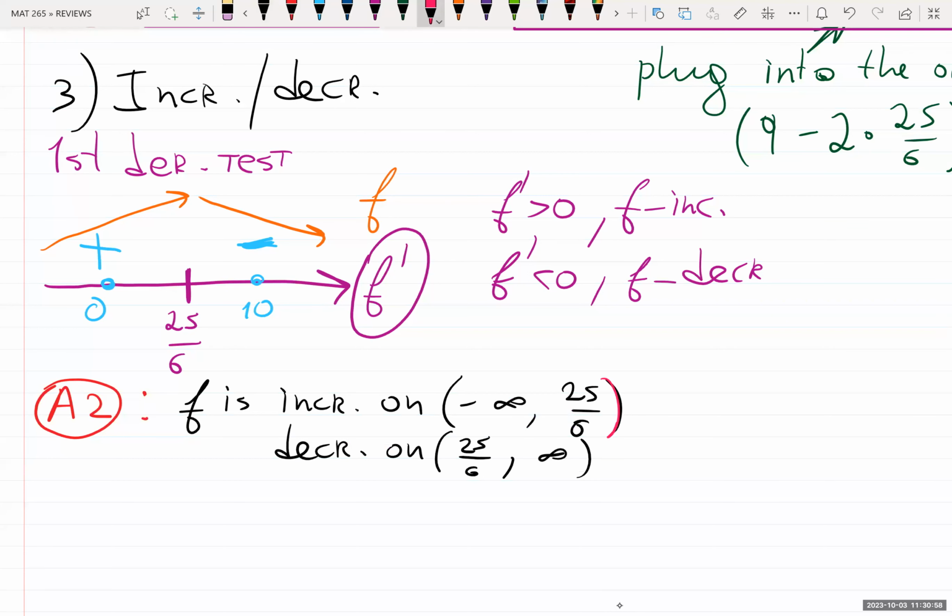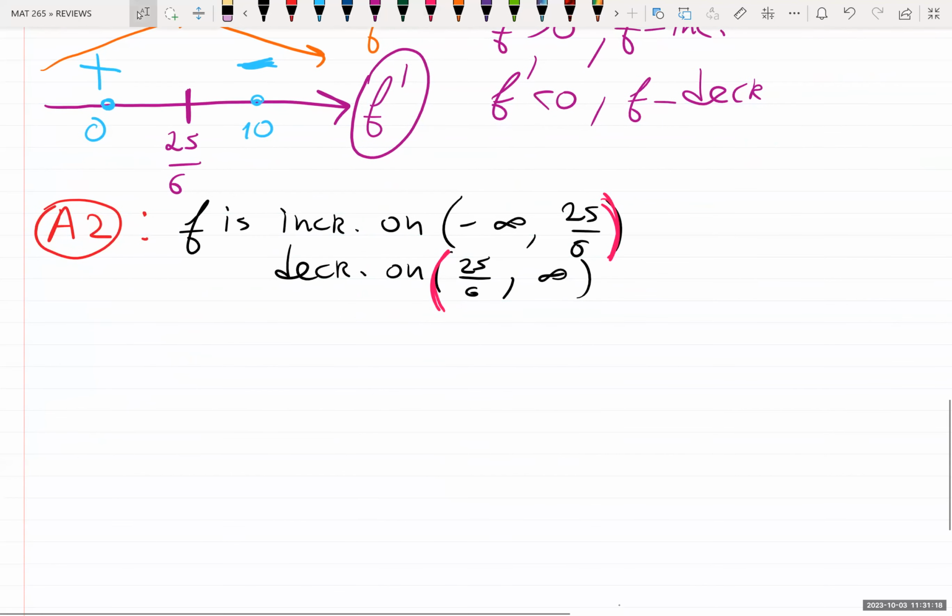Do you know why you don't include the point? Because at that point, it's neither increasing nor decreasing. At that point, the derivative is 0, right? So the derivative is 0 here. That means the original function is not increasing and not decreasing. So you're not supposed to include it. Don't call it a name which it's not.